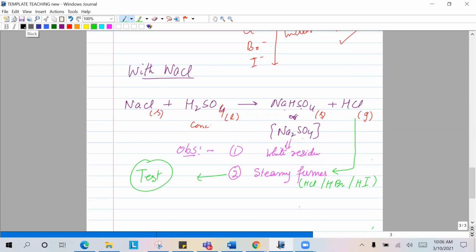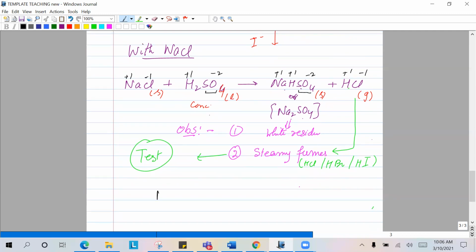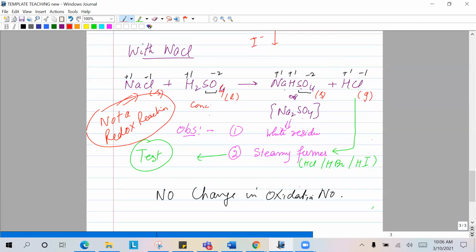If you observe over here, Na is +1, Cl is -1, H is +1. Now sulfate overall, because this sulfate and this sulfate are the same thing, I will take overall as -2. This is +1, this is +1, this is -2, this is +1, this is -1. Now if you observe, there is no change in oxidation number. If there is no change in oxidation number, it means this reaction is not a redox reaction.